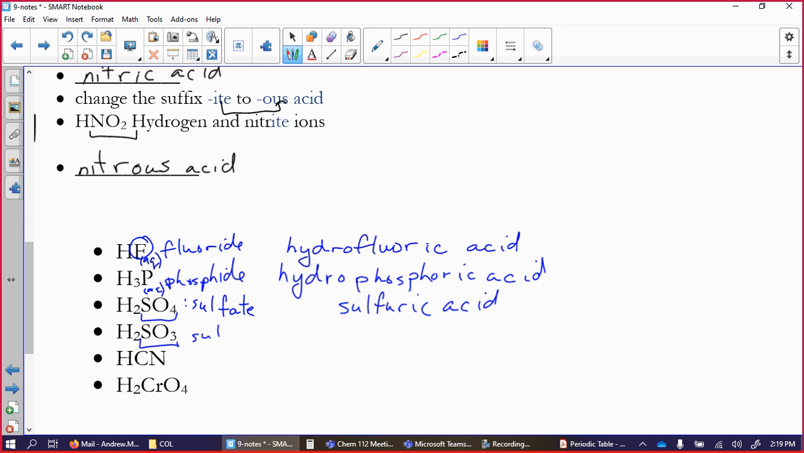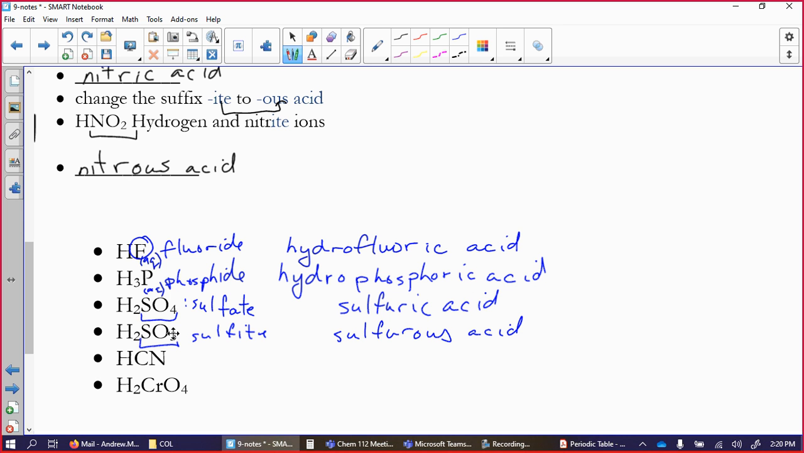SO3 is sulfite. Sulfurous. Sulfuric acid in its concentrated form was probably the most dangerous acid that they'll let us have in schools. It's very strong, very corrosive, will burn your skin. Not good. But again, with the right knowledge, they're not dangerous. That's the only one I'd put gloves on for.